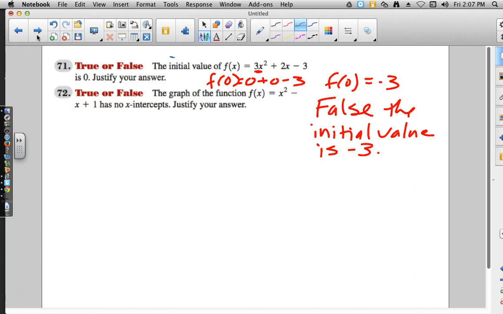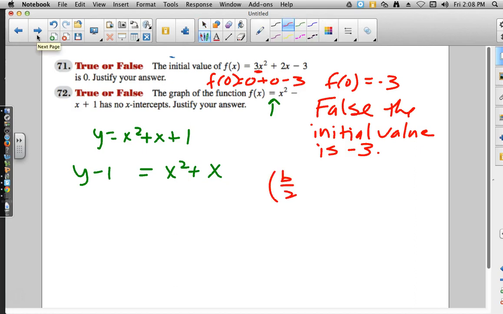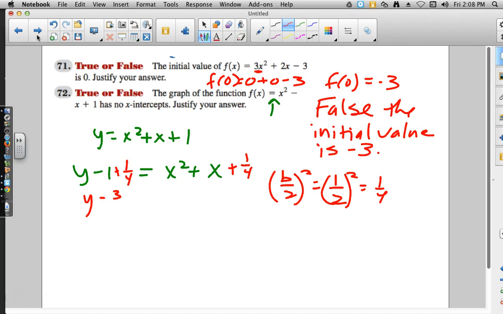72 says the graph of the function f of x equals x squared plus x plus 1 has no x-intercepts, and justify your answer. Well, if I can figure out where the vertex is, then I can answer this question, because I know this is an up opening parabola because a is a +1. If the vertex is above the x-axis, then this is not going to have any x-intercepts. So I would move the 1 out of the way. I already have a 1 for my a value, so I don't need to do any division. And then b over 2 squared will be 1/2 squared, which is 1/4 to complete the square. So over here we have -1 plus 1/4 is going to be -3/4.